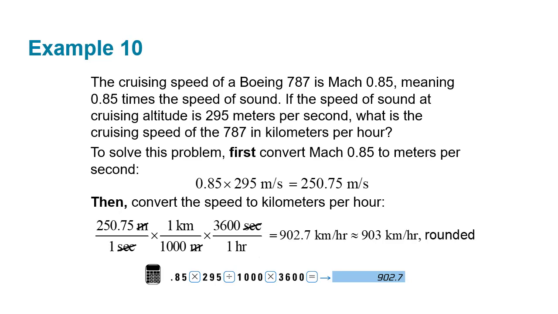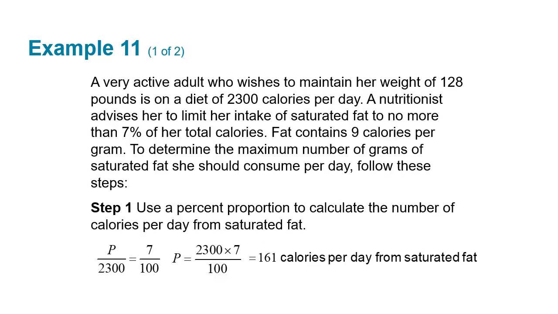Cruising speed of a 787 is 0.85 of a Mach, meaning 0.85 times the speed of sound. If the speed of sound at cruising altitude is 295 meters per second, what's the cruising speed? Well, that's easy. We're just going to go 295 times 0.85 and get our answer that way. We don't have to worry about all these fancy fractions.